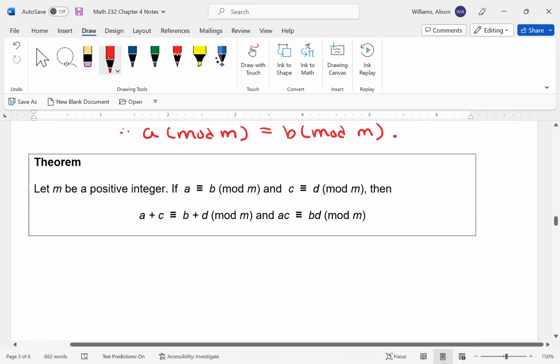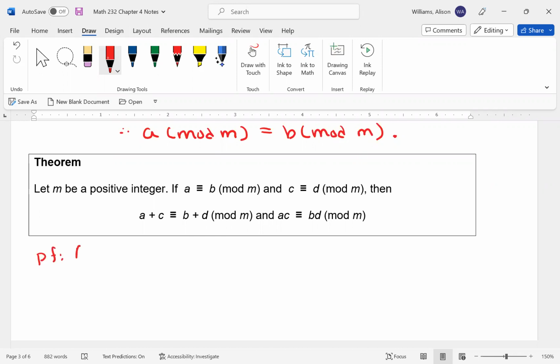All right, theorem. Let m be a positive integer. If a is congruent to b mod m and c is congruent to d mod m, you can then add a plus c, and that would end up being b plus d mod m. So adding a and c together gives you the same remainder when divided by m as when you add b and d together and divide by m. They get the same remainder. Same when you multiply. Okay, let's prove it.